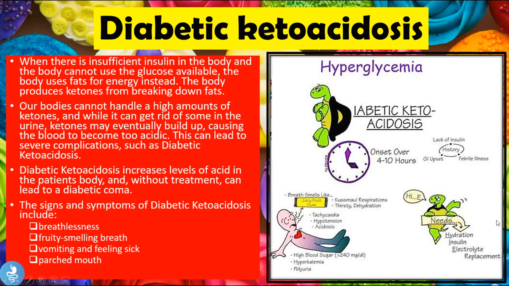If you look at this little image on my right-hand side, we see here the patient is down. His breath smells like juicy fruit gum. He has Kussmaul respirations. He's thirsty, he's dehydrated, he has tachycardia, which is an increase in the heart rate, hypotension, which means a low blood pressure, and acidosis, again from that increase in ketone bodies. We have an acidic environment in the blood. We have a high blood sugar of more than 240 milligrams per deciliter. We have hyperkalemia, which means an increase in the potassium in the blood. And we have polyuria, which is an increase in the amount of urine that is produced.